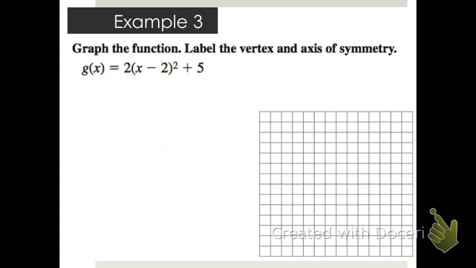Okay, so same procedure that we're using. The first thing that we want to do is, let's use a different color. My vertex is at (2, 5). So let's go ahead and plot that.